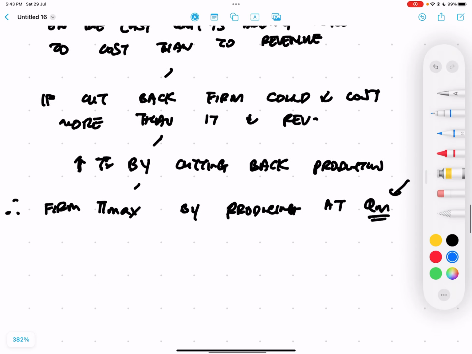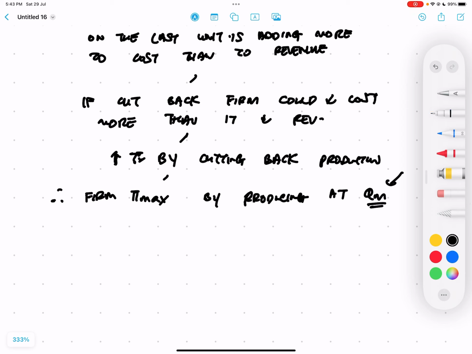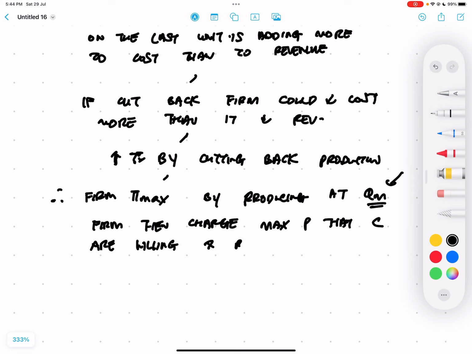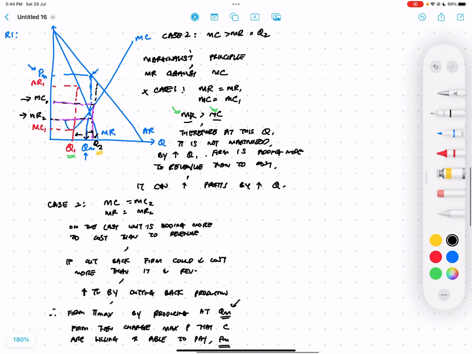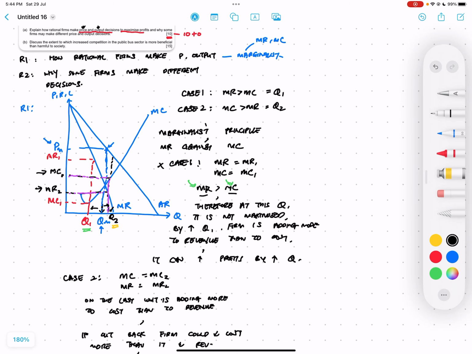So then by producing at QM, firms will then charge the maximum price that consumers are willing and able to pay, which is PM. And so that's how you have your first requirement. First requirement being, here's how rational firms make price and output decisions. Okay, then we get to the next one, which is requirement 2. Why firms make different decisions.